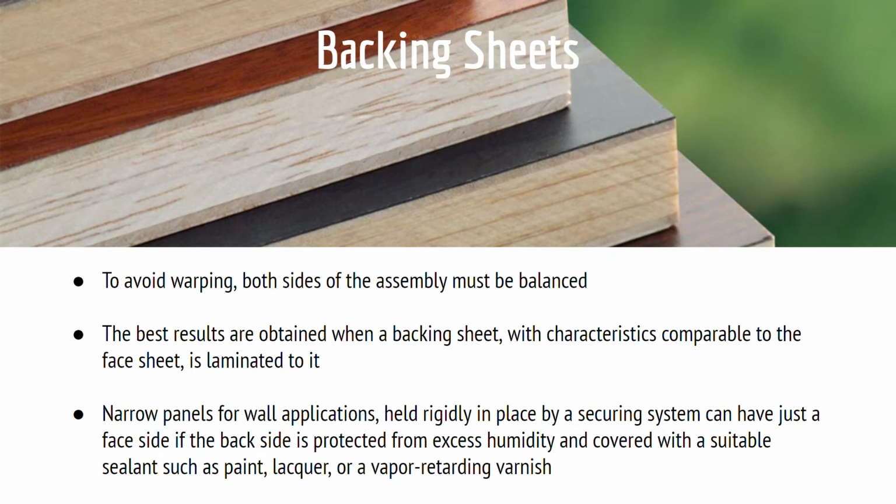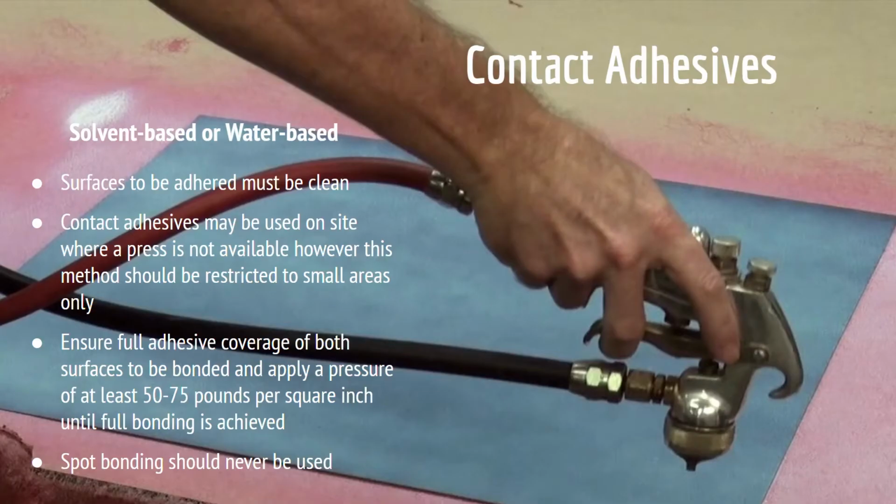The best results are obtained when a backing sheet with characteristics comparable to the face sheet is laminated to the substrate. Alternatively, balance may be achieved using an ordinary high-pressure laminate of the same thickness on the backside of the assembly, however a different design. Narrow panels for wall applications, held rigidly in place by a securing system, can have just a face side if the backside is protected from excess humidity and covered with a suitable sealant such as paint, lacquer, or a vapor retarding varnish. Adhesives.